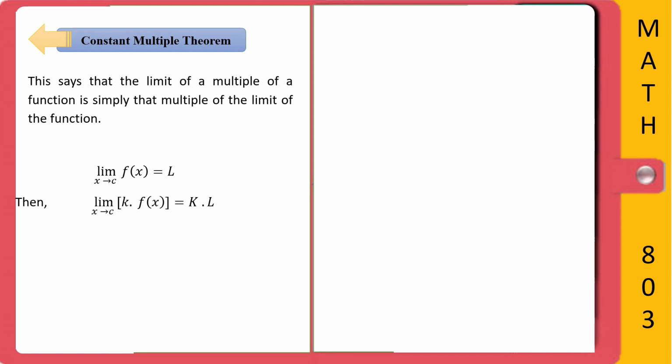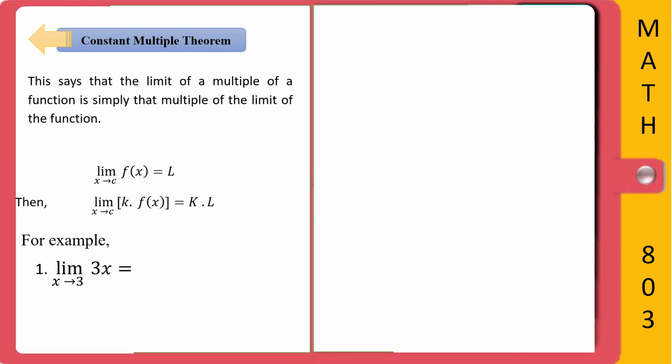The third theorem is the constant multiple theorem. This says that the limit of a multiple of a function is simply that multiple of the limit of the function. Suppose the limit of f of x as x approaches c is equal to L. Then the limit of k multiplied by f of x as x approaches c is equal to k multiplied by L. So applying this theorem, we have the limit of 3x as x approaches 3.